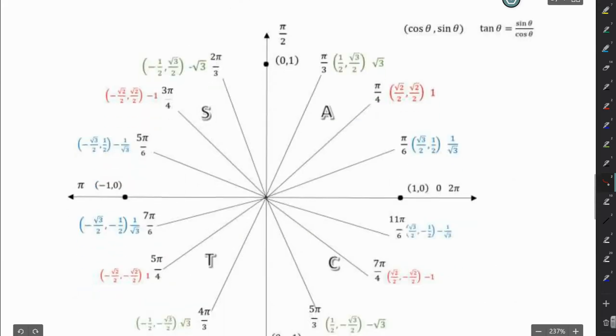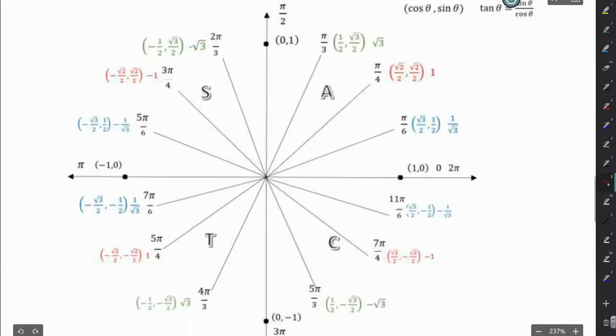Now, here's the whole unit circle. And again, you really need to have this memorized. This will show up, of course, with reference angles and using those reference angles on standardized tests. So you should have it memorized. But here I have it for you all laid out.